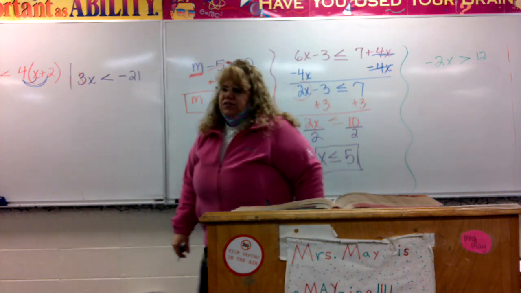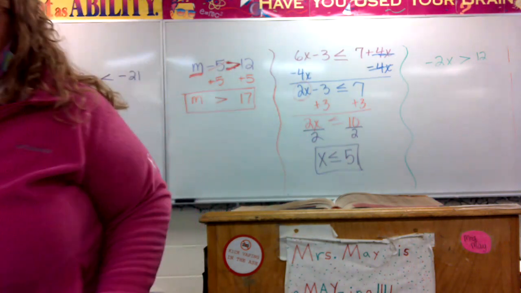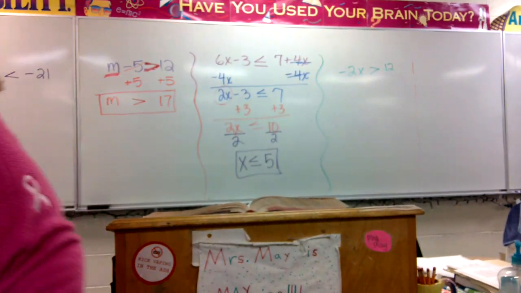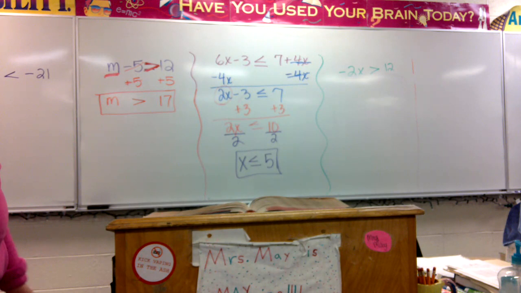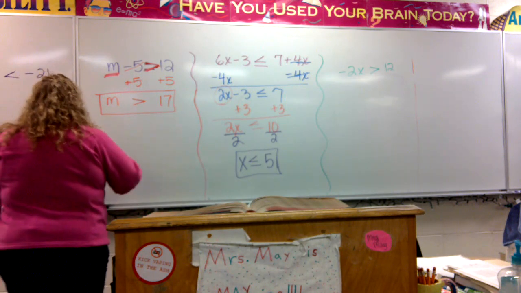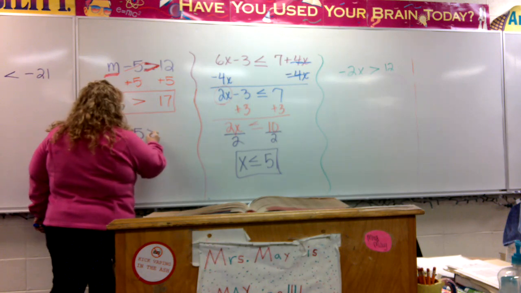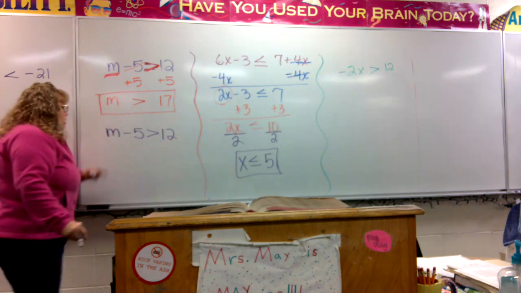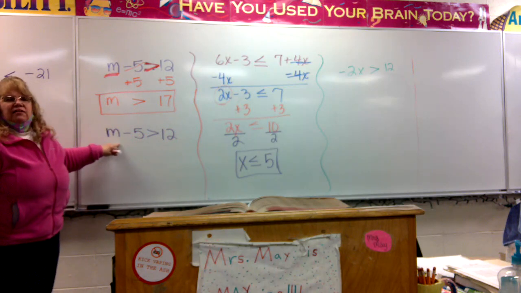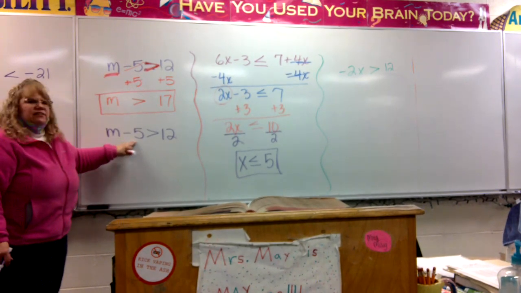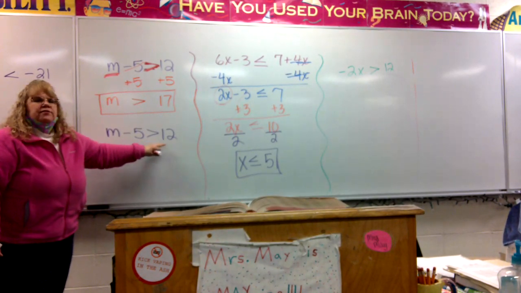So you're like, if this is just exactly like equations, why do we have to spend a day on it? Yes, ma'am? Well, remember what we're looking for. This is our original. We want some m value that we can subtract 5 from, and it would be greater than 12.